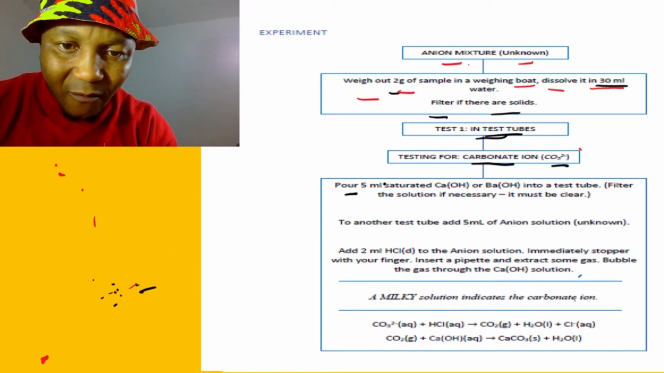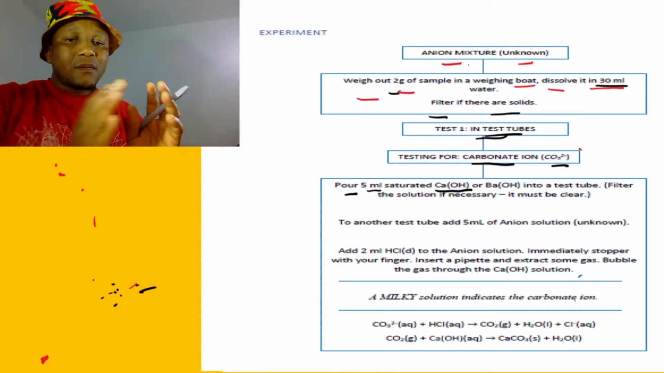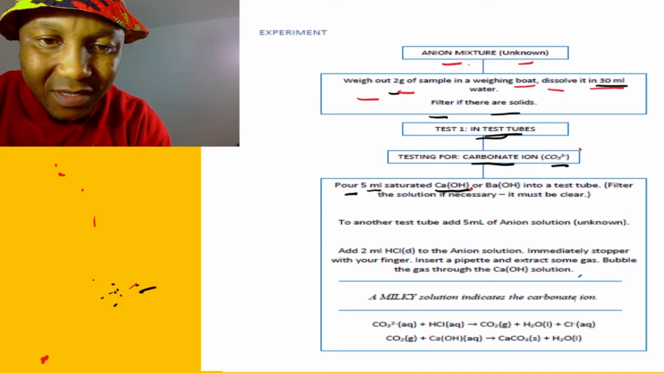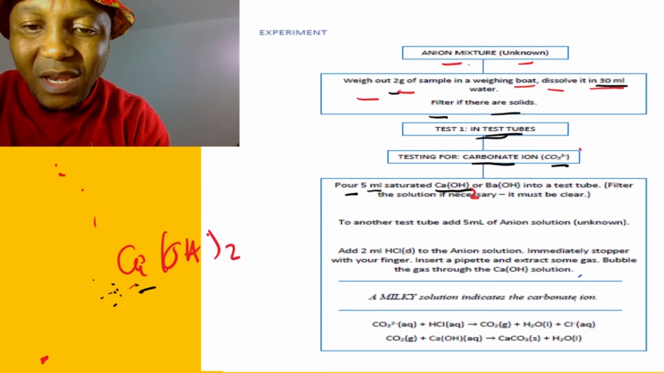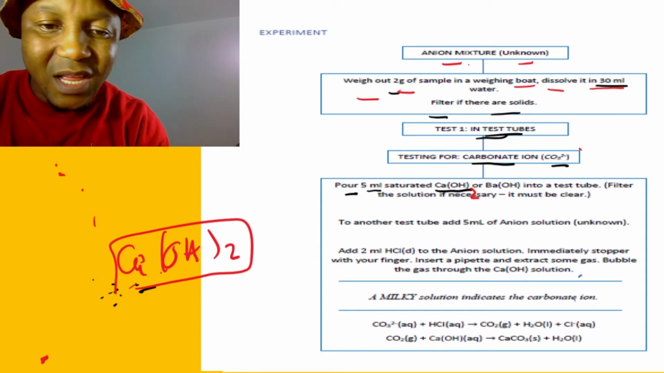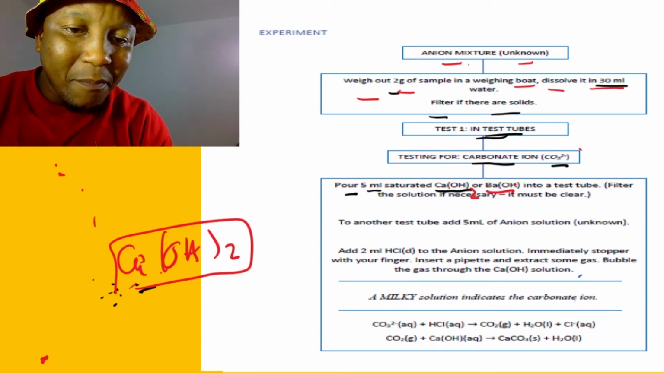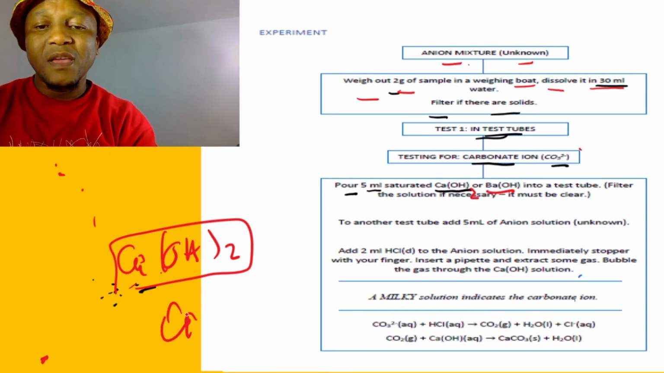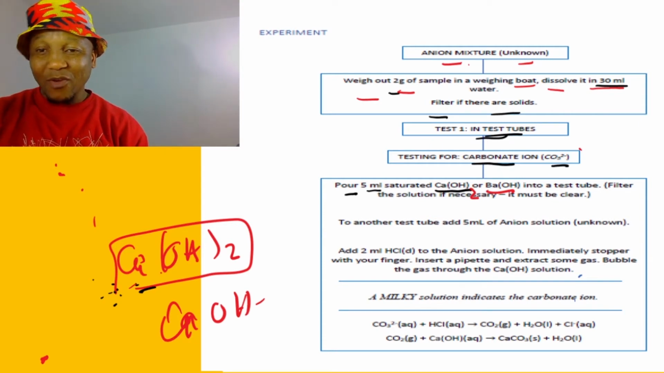They say pour 5 milliliters of saturated calcium hydroxide. So we know this must have a 2 here, even if they didn't write it, because calcium has a valence of 2, so 2 is going to come here. The hydroxide is -1, so 1 comes here. So this calcium hydroxide, even if they didn't write it, must be there. Or you can take barium oxide. If it was written in good order, or they make some mistakes sometimes, you know.